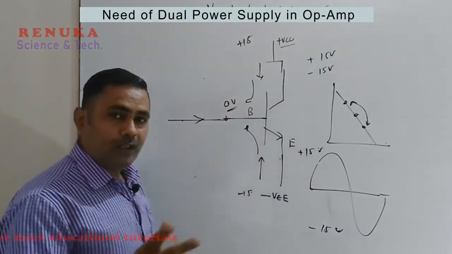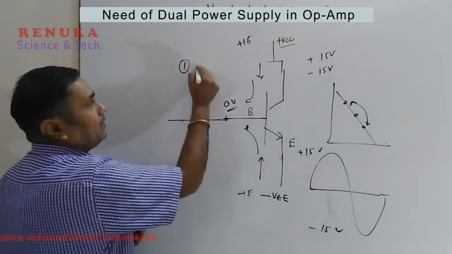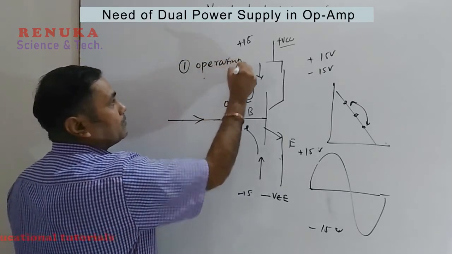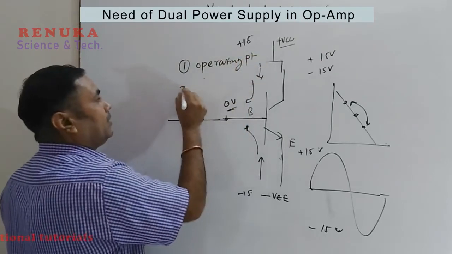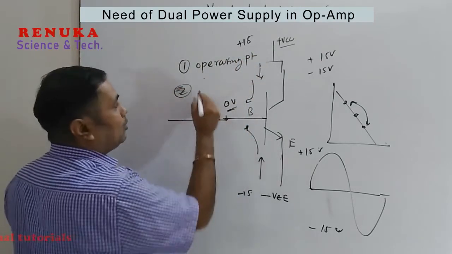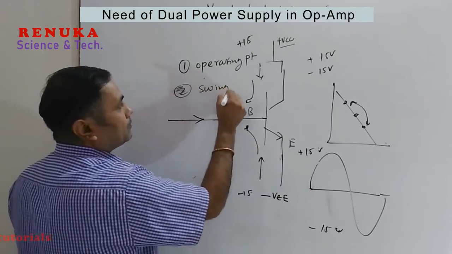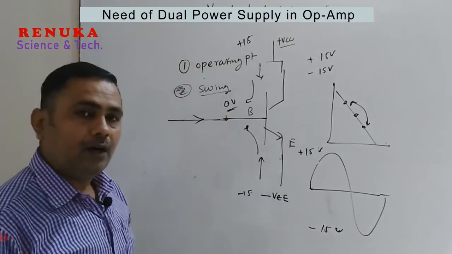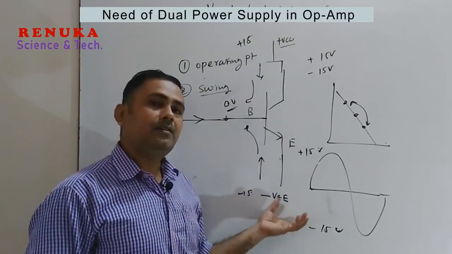What are the two things? First thing, to stabilize the operating point, and second thing, the output swing. So these are the two reasons why we require dual power supply in a differential amplifier.